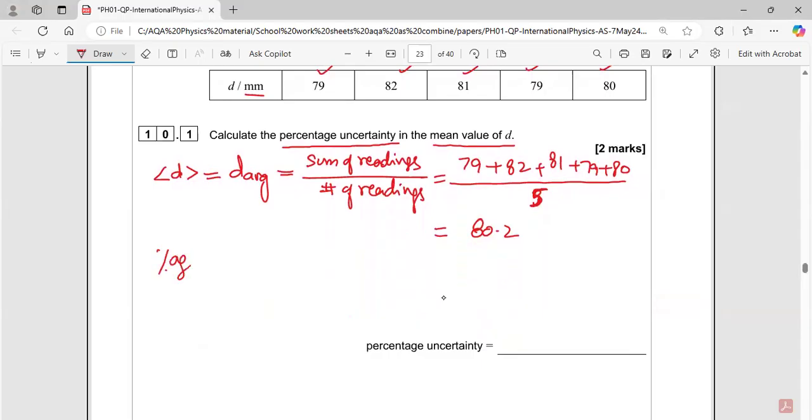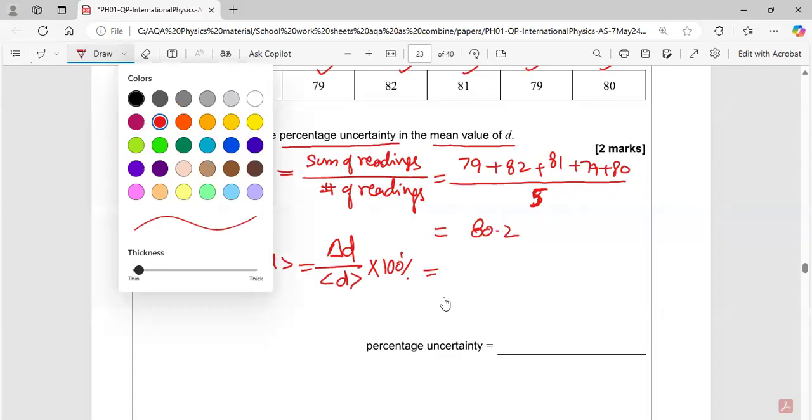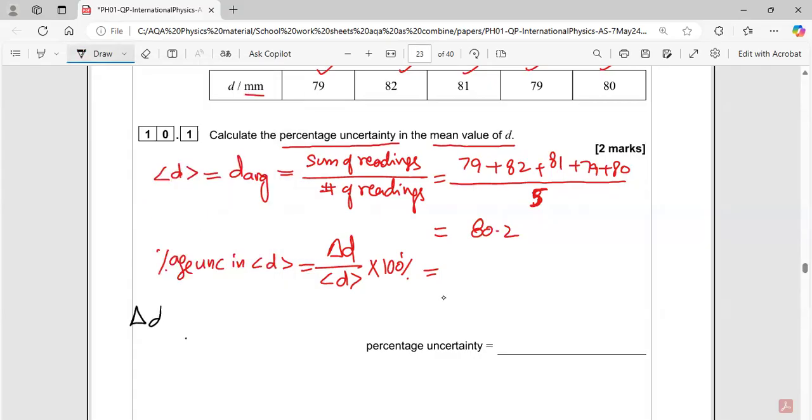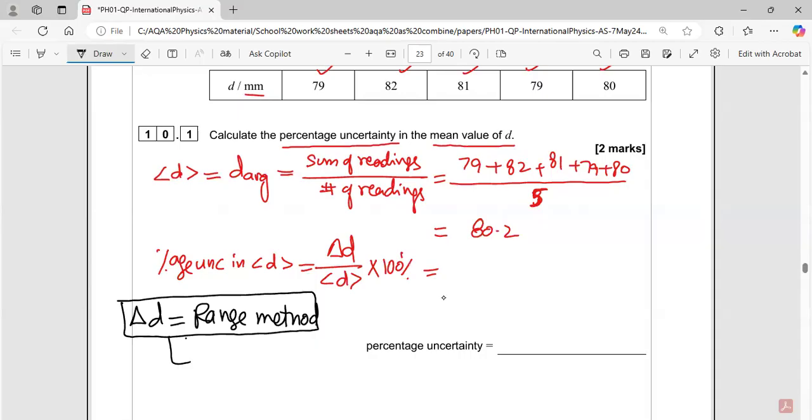So now the percentage uncertainty in the mean value of D is absolute uncertainty in D over mean value of D multiplied by 100. So for the absolute uncertainty in D, you will use another method for delta D. As repeated data is given, you will be using the range method. So for that, you use the range method. And what is that?